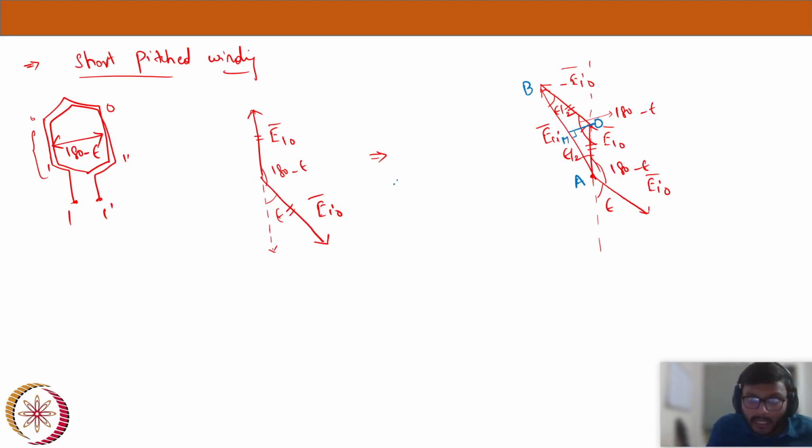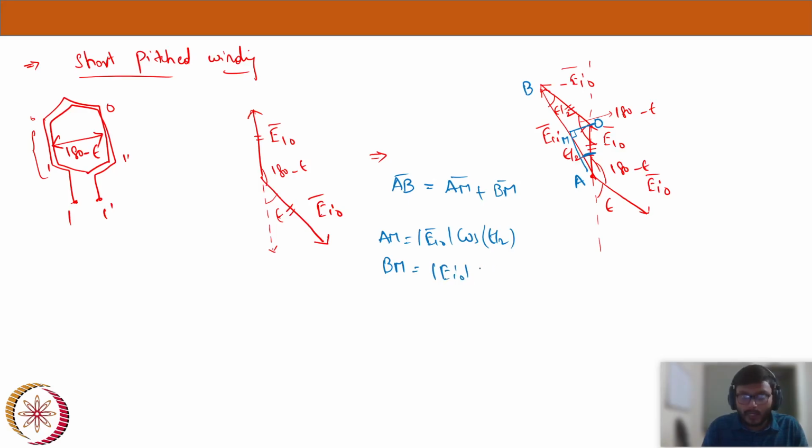If you see, I am interested in AB. That's the resultant. AB is nothing but AM plus BM. Now, can anyone tell me what is AM? If you see AM, this one, I know this angle is epsilon by 2. I know this is the hypotenuse. And what is my AM? AM will be E10 cos epsilon by 2. Similarly, BM, if you take BM, E1 dash 0 magnitude cos epsilon by 2. So from these two, we know that the magnitude is equal to E, right?